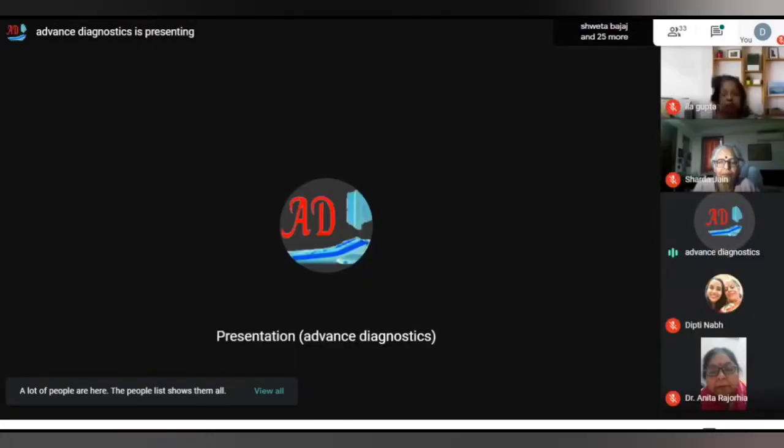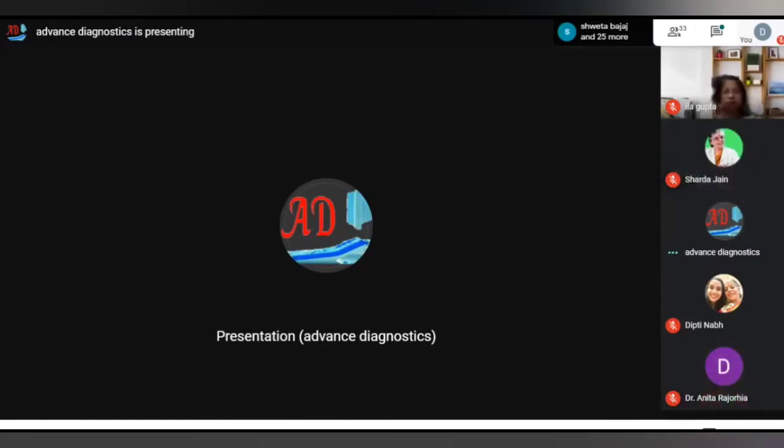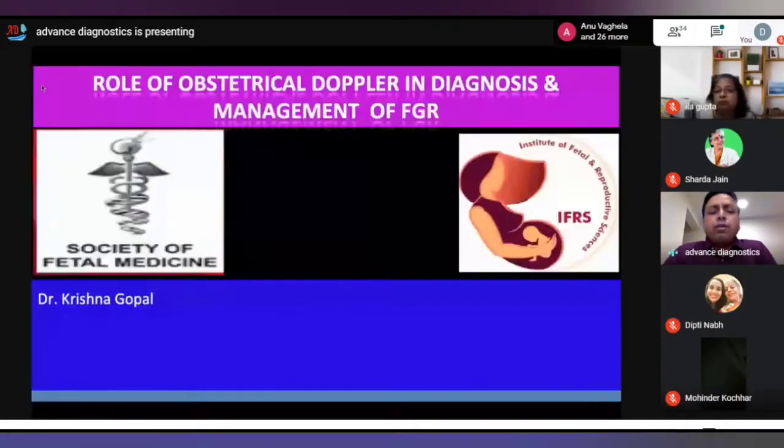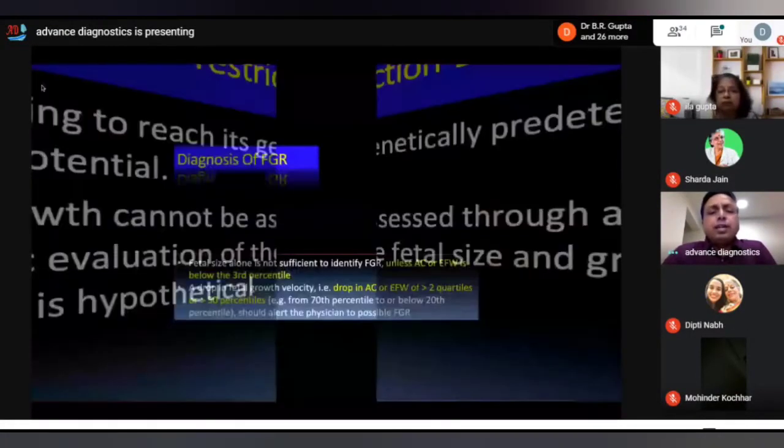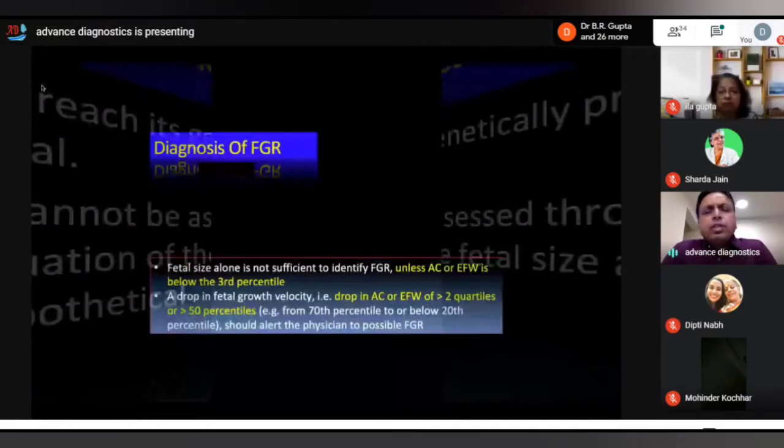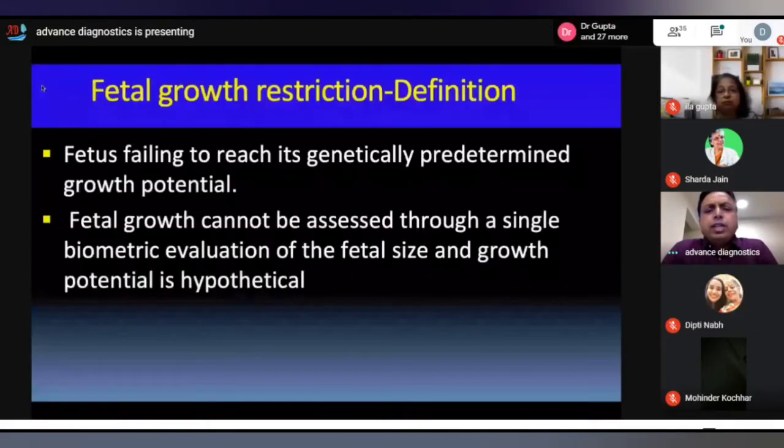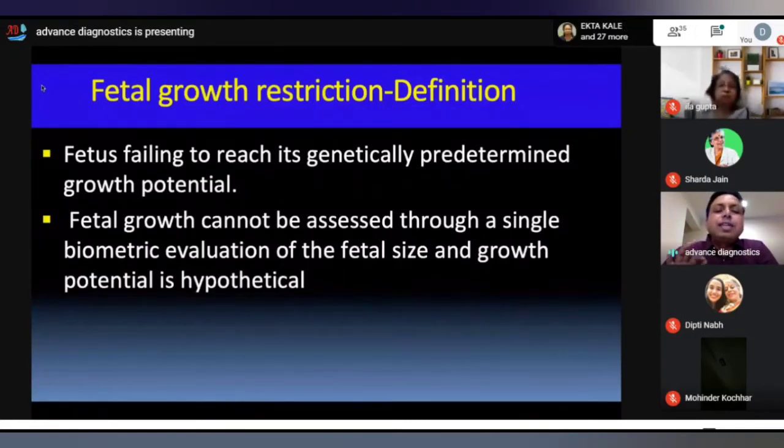So the topic is the role of obstetric Doppler in diagnosis and management of FGR. So obstetric Doppler has a role both in the diagnosis as well as the management of FGR. So by definition, fetal growth restriction is the fetus failing to reach its genetically predetermined growth potential. But the problem is that fetal growth cannot be assessed through a single biometric evaluation of the fetal size, and the concept of growth potential is purely hypothetical.